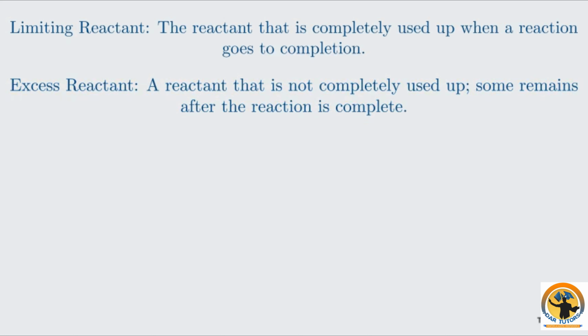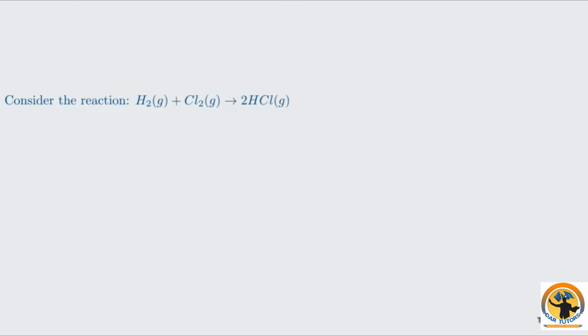Just like baking cookies, if you have plenty of flour but only a few eggs, the eggs are the limiting ingredient, and the number of cookies you can bake depends entirely on how many eggs you have. Let's consider a simple chemical reaction, the synthesis of hydrogen chloride. The balanced equation shows that one molecule of hydrogen, H2, reacts with one molecule of chlorine, Cl2, to form two molecules of hydrogen chloride, HCl. This means they react in a 1:1 ratio. We'll explore this with three hypothetical experiments to build our intuition.